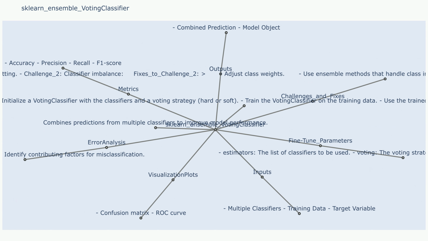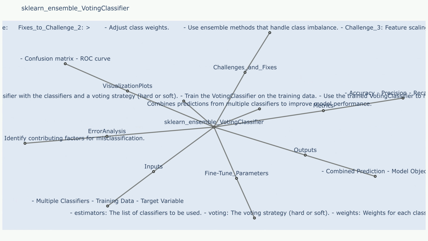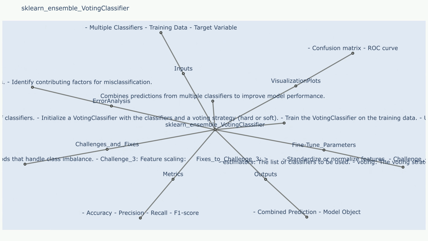Visualization plots. Confusion matrix: a matrix that shows the number of instances correctly and incorrectly classified by the ensemble. ROC curve: a plot that shows the trade-off between the true positive rate and the false positive rate for different classification thresholds. Fine-tune parameters. Weights: a list of weights for each estimator, allowing you to specify how much influence each estimator should have in the final prediction.